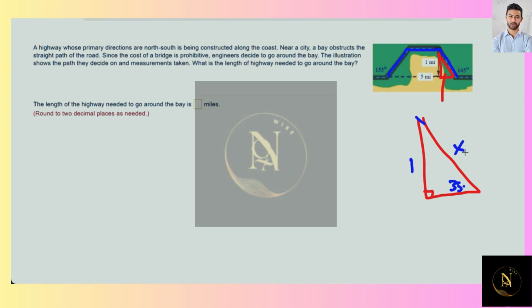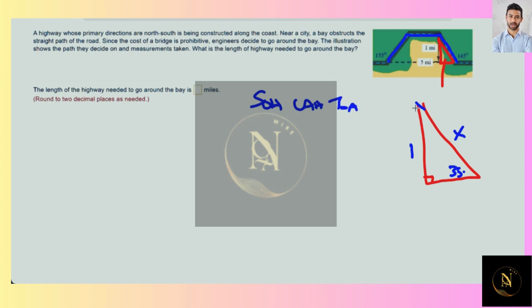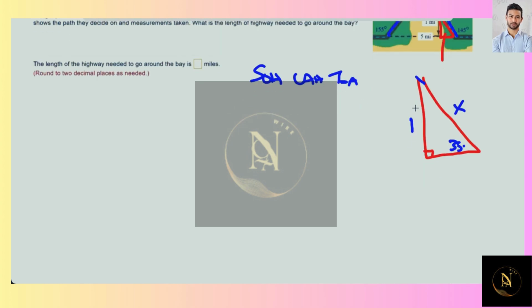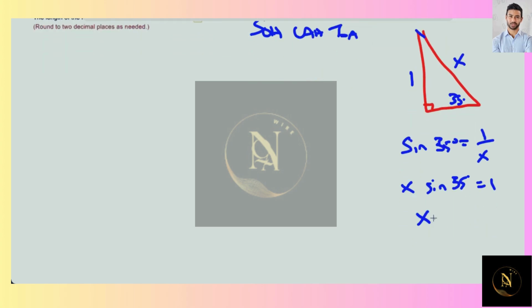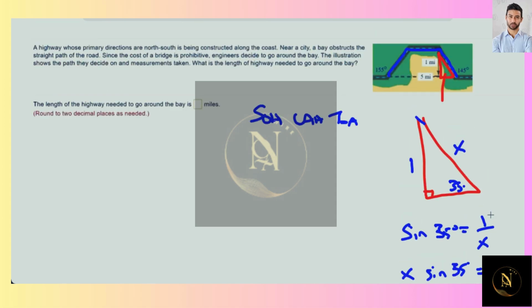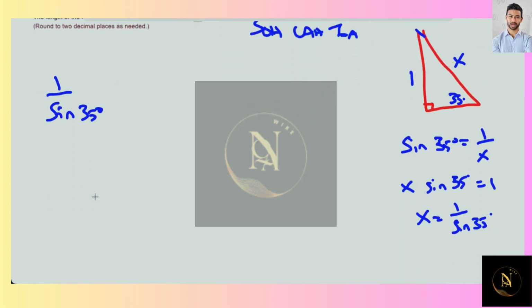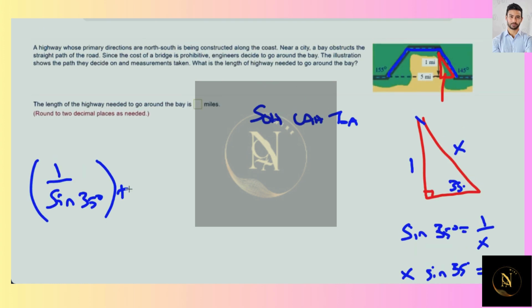And we can do this, you should be familiar with SOHCAHTOA. Opposite over hypotenuse from that 35-degree angle would be sine. So we can say that the sine of 35 degrees is equal to opposite over hypotenuse. Cross multiply, x sine 35 would equal 1. And so x would be 1 over sine of 35. Okay, so I'm just going to say that's one of our measures, 1 over sine 35. We'll calculate that in a moment. We're going to need 3 other numbers to add together.